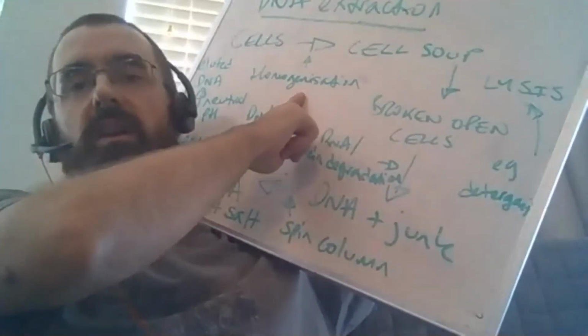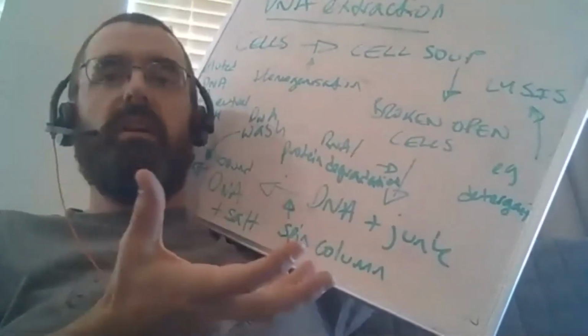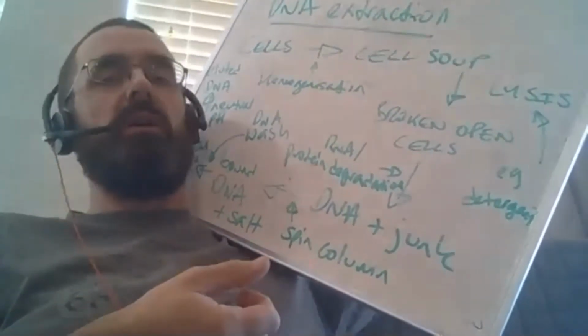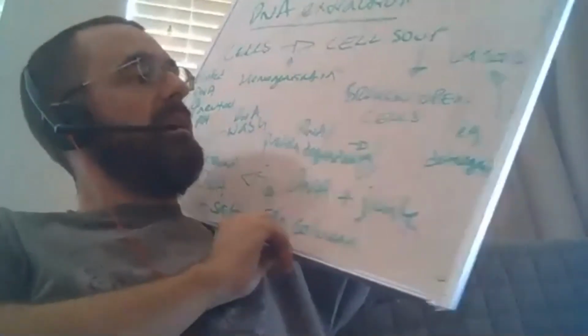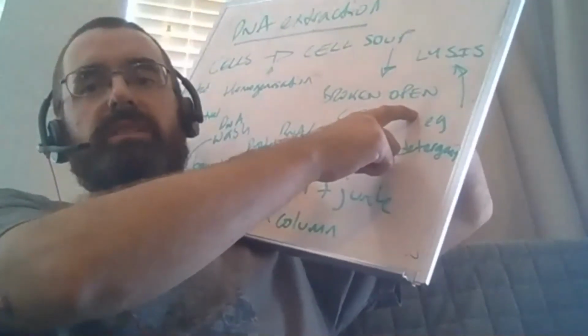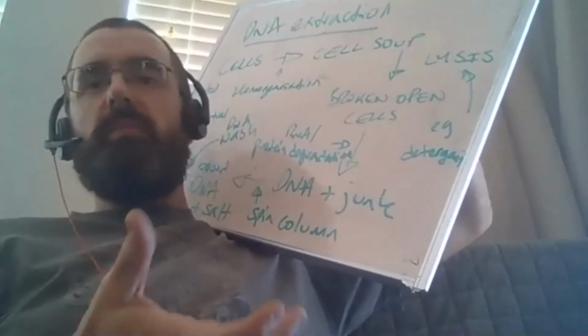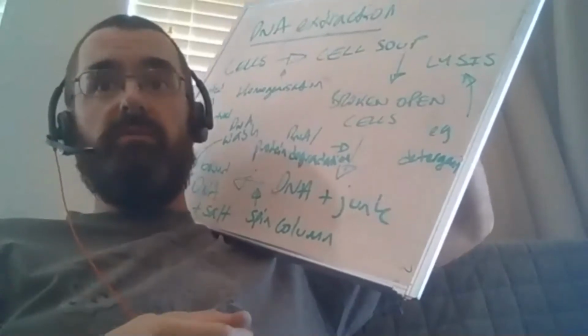And so that's basically the process, right? We need to homogenize the cells so that we have a homogeneous cell soup, because we want to lyse every single cell there to get the most DNA possible. We don't want to just do the stuff on the outside. We then lyse those cells, so we break open those cells, and it's essentially a giant mush of cell membrane fragments, proteins, DNA, organelles, all kinds of stuff, right?